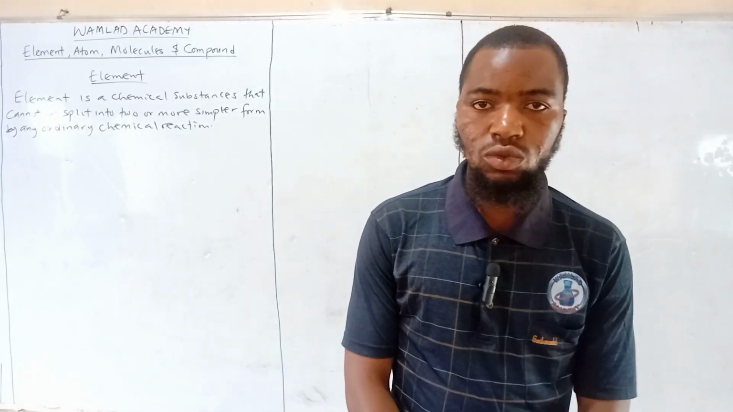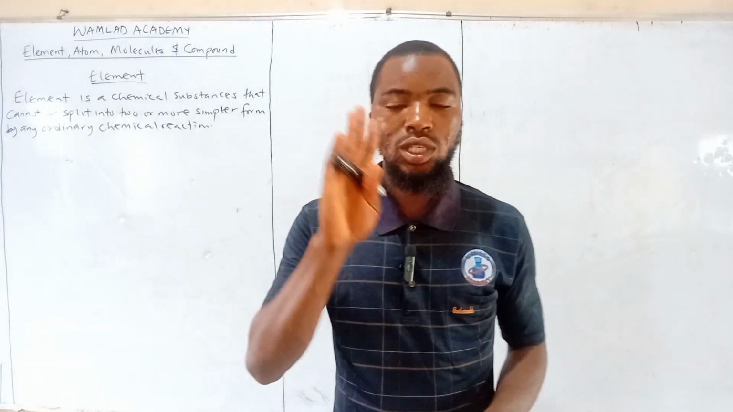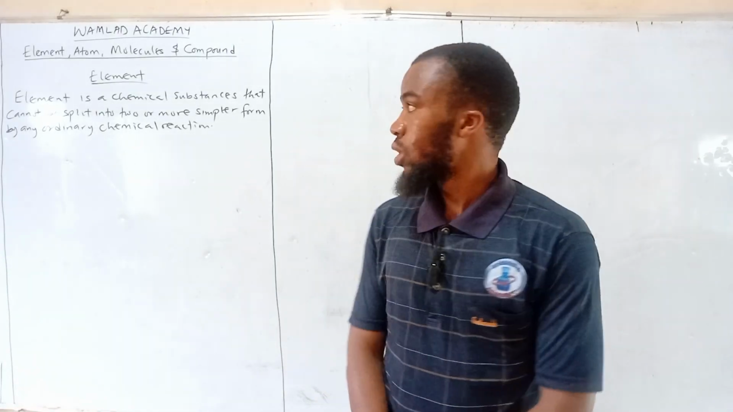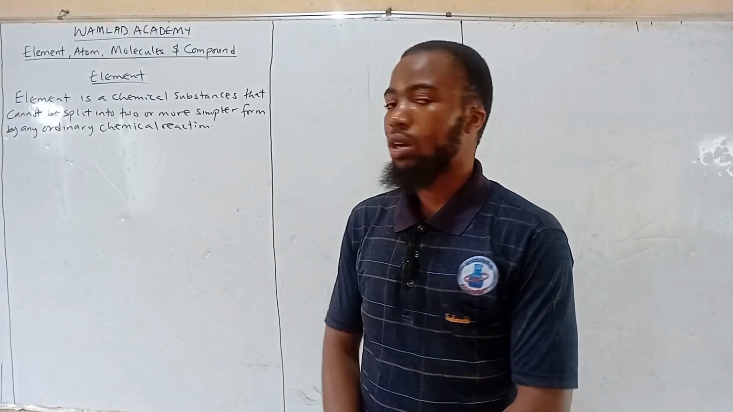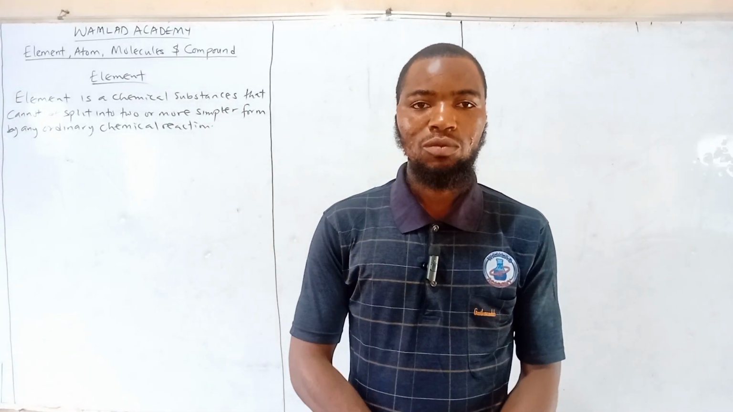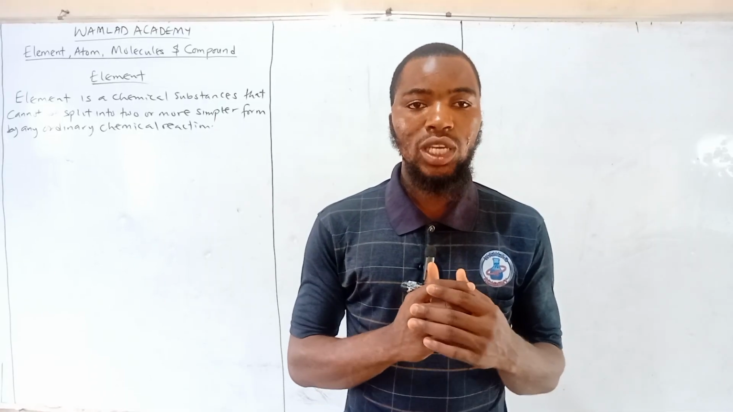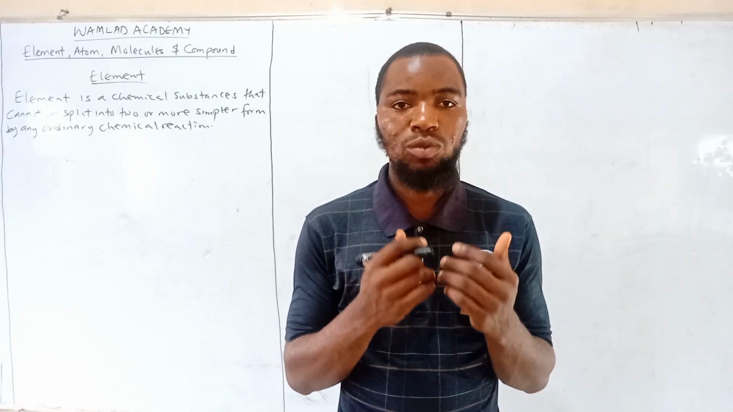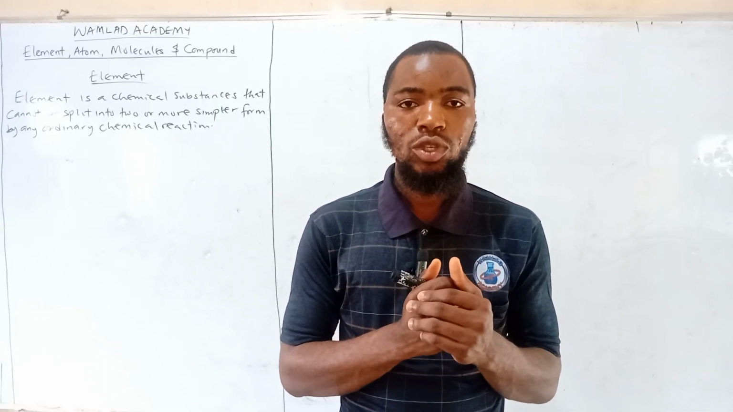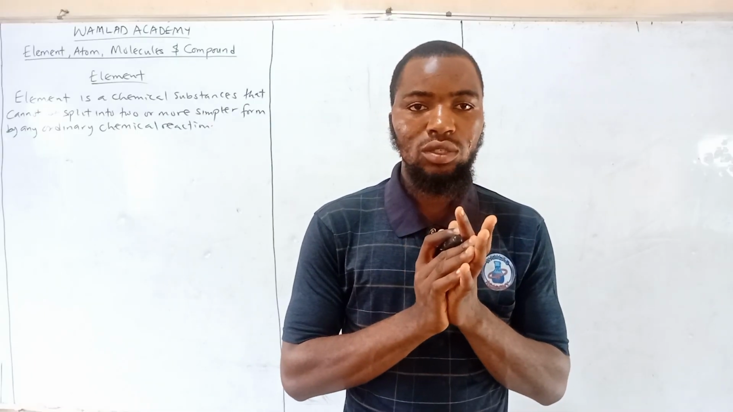Today we want to look into 4 important terms used in chemistry. The first one we have is element, then atom, molecules, and compound. So what do you mean by element? An element is a chemical substance that cannot be split into 2 or more simpler forms by any ordinary chemical reaction.